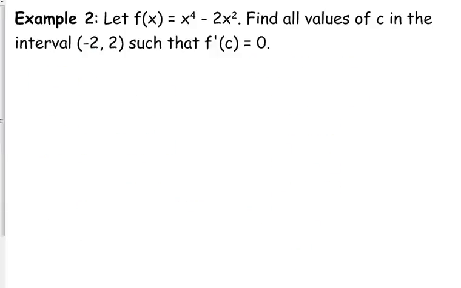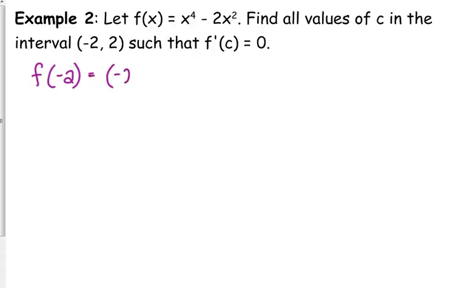Alright, let's look at another example. Our function is x to the fourth minus 2x squared. We are asked to find all values of c in the interval between negative 2 and 2 such that the derivative equals 0. So we're given the endpoints. Now, for the sake of absolute correctness, we always need to confirm that the endpoints of our interval give us the same value.